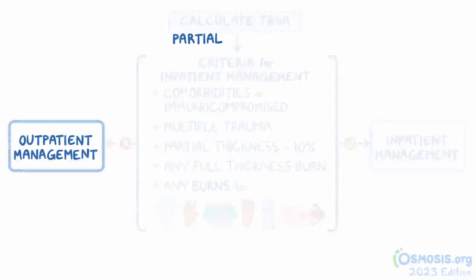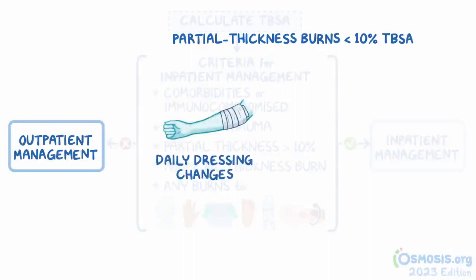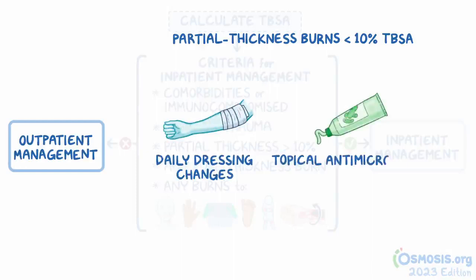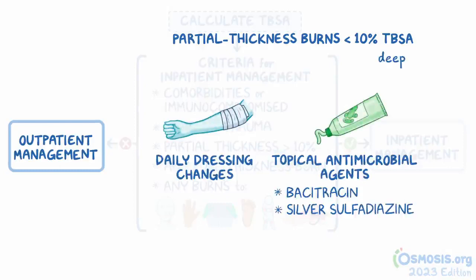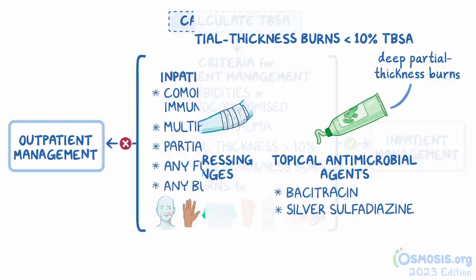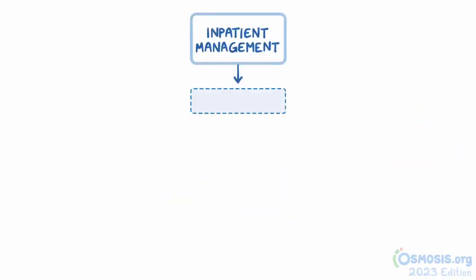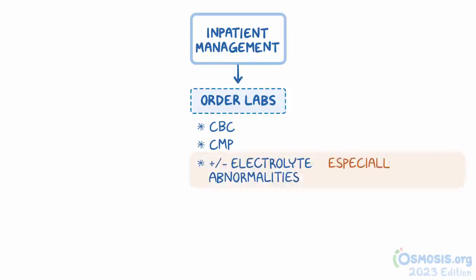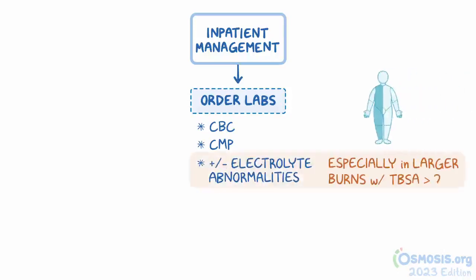This is the case with partial thickness burns that are less than 10% TBSA. Outpatient management includes daily dressing changes and the application of topical antimicrobial agents such as bacitracin or silver sulfadiazine to deep partial thickness burns. Alright, if the patient meets the criteria, admit them to the hospital and order labs, including CBC and CMP. You may identify electrolyte abnormalities, especially in larger burns with TBSA greater than 20%.